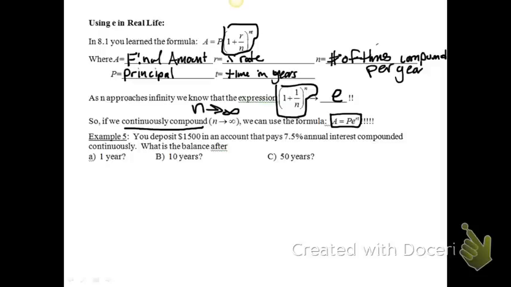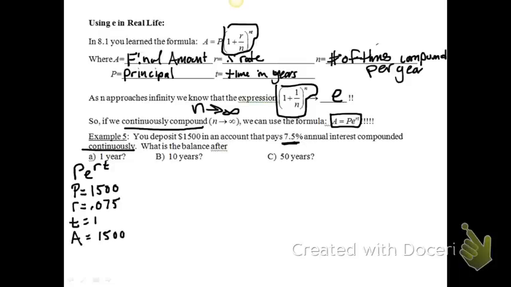In example 5, it says, let's deposit $1,500 in an account that pays an unbelievable interest rate, 7.5%, that's compounded continuously. As soon as you read compounded continuously, you should write P e to the rt. That's going to be your formula. We know the P value is going to be 1,500. We know the interest rate as a decimal is 0.075, and we're doing this for 1 year for part A, so t equals 1. So our amount A is going to be 1,500 times the natural base e raised to the 0.075 times 1, which is just 0.075.